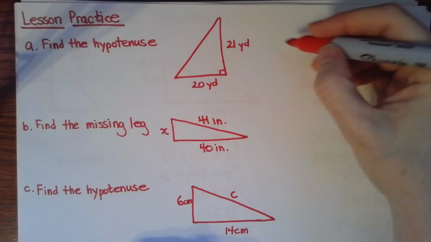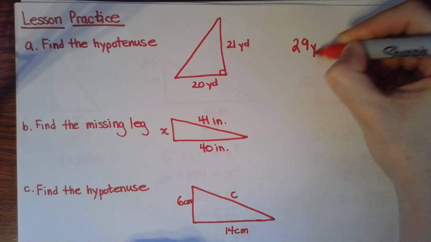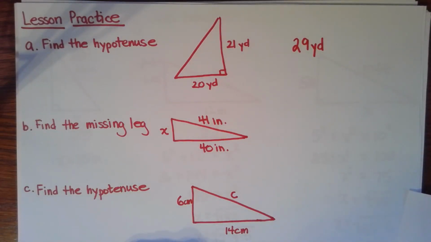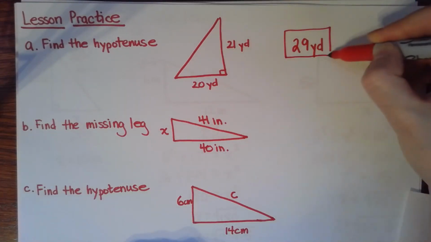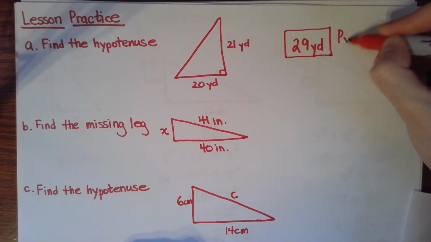And so the hypotenuse is 29 yards, and I didn't even have to do any work if I know my Pythagorean triples. Okay, so 20, 21, 29, and this is a Pythagorean triple.